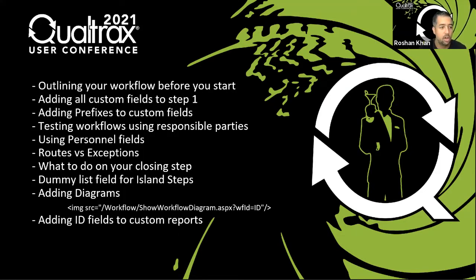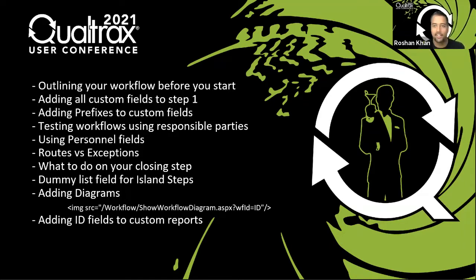We'll then touch on routes versus route exceptions. I really want to outline when you should use one versus the other, possible circumstances where one might be a better choice, or where you might decide not to use one. We're going to then talk about the final step of a workflow. This is a commonly overlooked step, but there are a couple of things you want to keep in mind with that final step, even though you don't always see it. So we'll be talking about that.